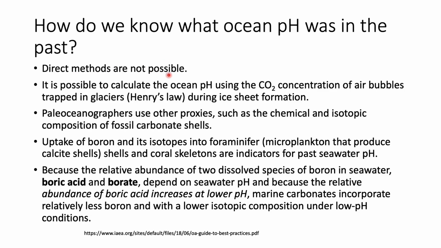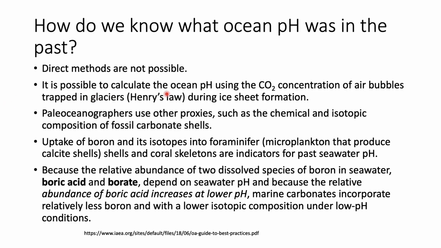Direct methods are not possible because we cannot go back in time to see what the pH was at that time. So we have to use some other methods by which we can know what the pH could have been earlier. It is possible to calculate the ocean pH using the CO2 concentration of air bubbles trapped in glaciers. According to Henry's law, we can find it out. During the ice sheet formation, this is one way of finding out what the pH was back then. Or paleoceanographers use other proxies, such as the chemical and isotopic composition of fossil carbonate shells.